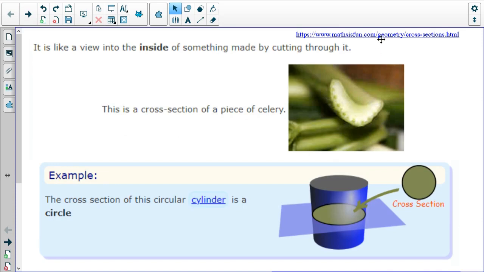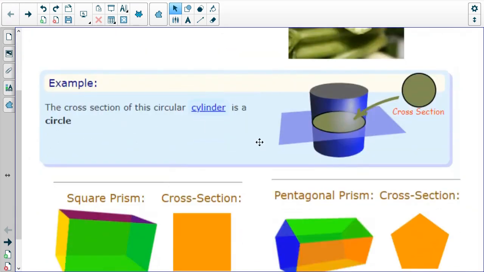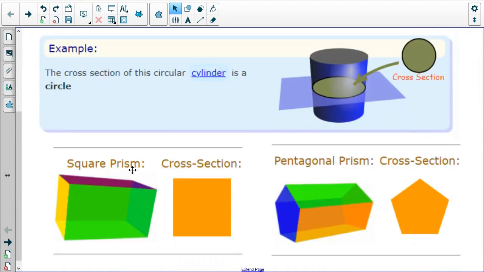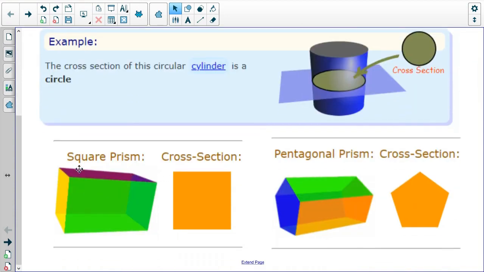So here are some examples. I took them from this website. We can take a cross section of a piece of celery. So we cut through a piece of celery, and the cross section would be this two-dimensional banana-looking shape. A cross section of this cylinder would be a circle. Cross section of the square prism, when we cut down this way, would be a square. If we cut across this way, it would be a rectangle. And then the pentagonal prism, it's a pentagon when we slice vertically. If we slice horizontally, it would be a rectangle.